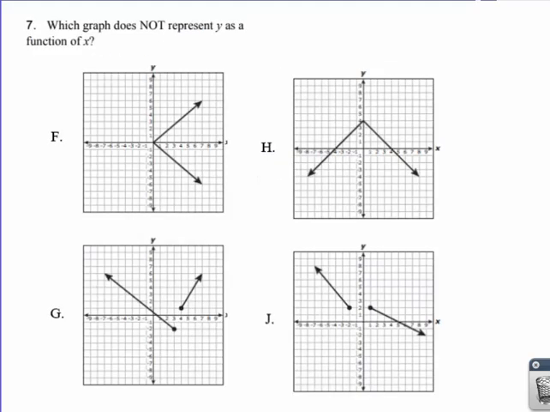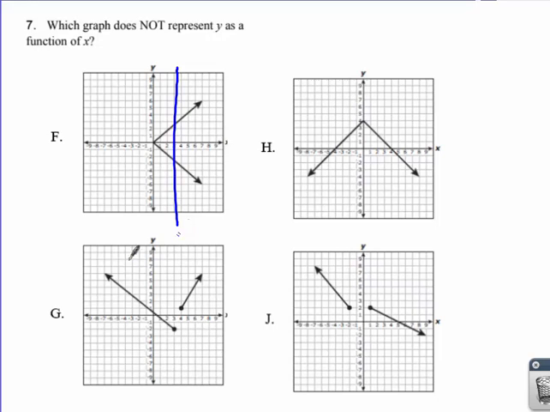Okay, what about in a graph? Now in a graph, what we're looking for is a vertical line test. So which graph does not represent Y as a function of X? In other words, which one is not a function? Okay, so in this one right here, if I were to draw my vertical line, I'm going to hit that graph 2 times. That one is not a function.